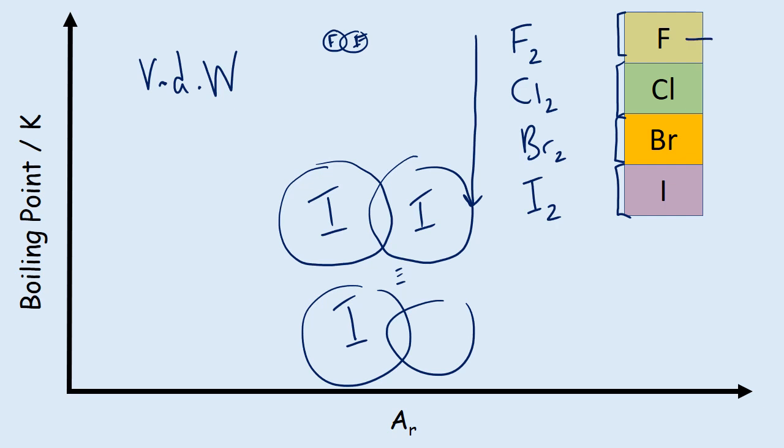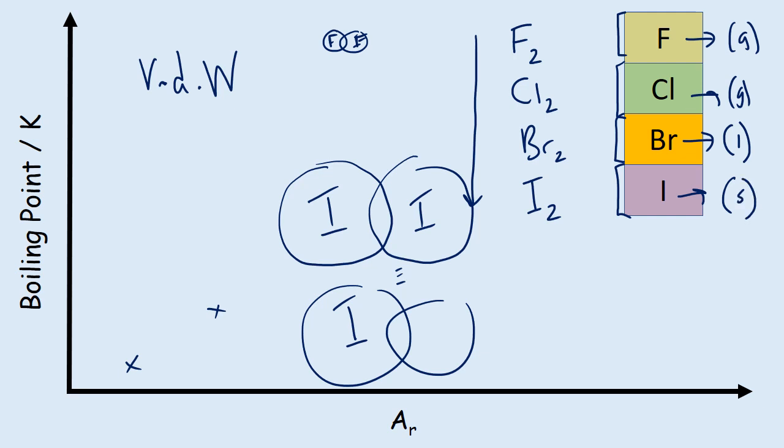You'll see that fluorine has the lowest boiling point, then chlorine. Fluorine and chlorine are actually gases at room temperature. You may recall from GCSE that chlorine is a pale green gas, bromine was an orange-brown liquid, and iodine was a grey purple solid.